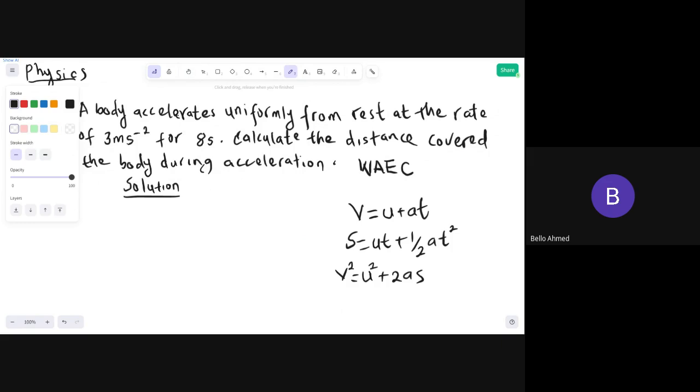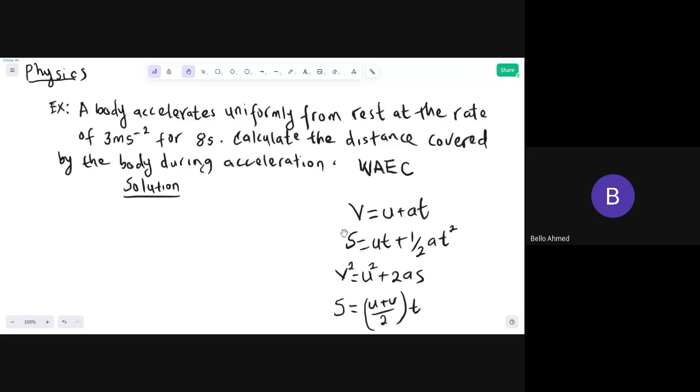And then we can also have this last one, S equals U plus V over 2, times T, which is average velocity times time. So now we can make use of all these equations to solve any problem we have. Let these equations remain here while I explain and we check which of them we are going to use to solve this problem. The first thing you have to do is know how to get your parameters from the question. Let me quickly take you through these parameters.